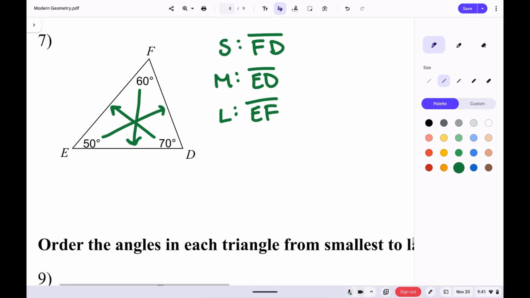And something that I want you guys to recognize is whatever angle you're working with. Like on that last one, we were working with angle D because that was the biggest angle. The side across it was the other two letters, E and F. So if D is the biggest angle, D should not show up in the name of the side, because then you're using the wrong side.